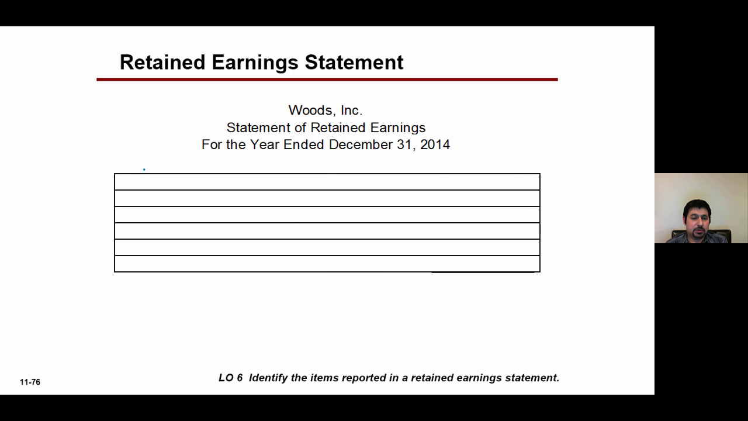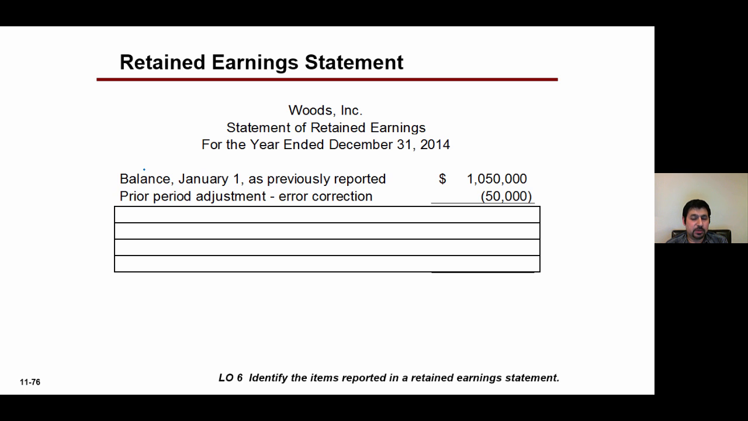So in this case, first, this is the adjusted statement. It will include the balance January 1st as previously reported, and then it will include the adjustment. Because retained earnings was overstated by 50,000, we will have to decrease it by 50,000, so the error correction, and then we have the balance as restated. So you have balance as previously reported and balance as restated. Now this is the new beginning balance.